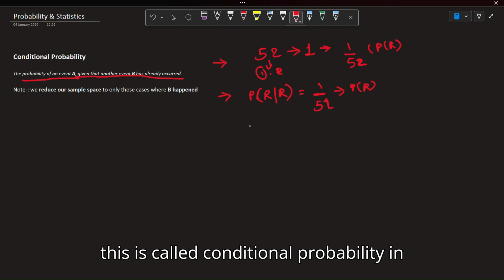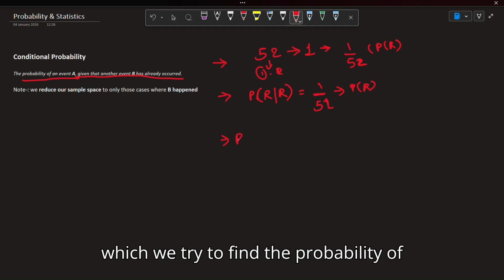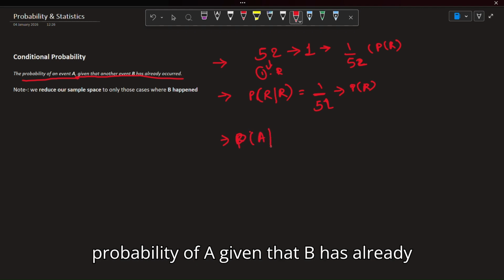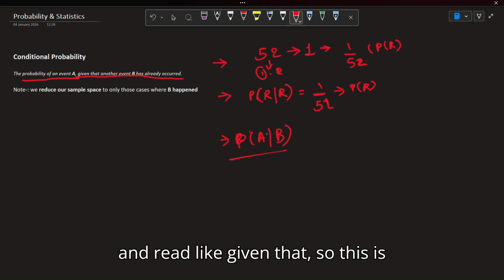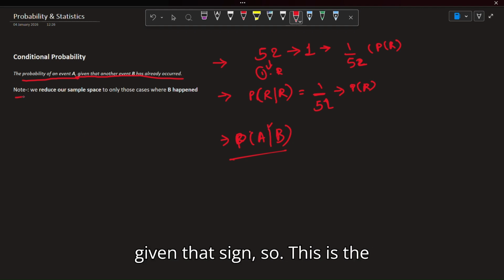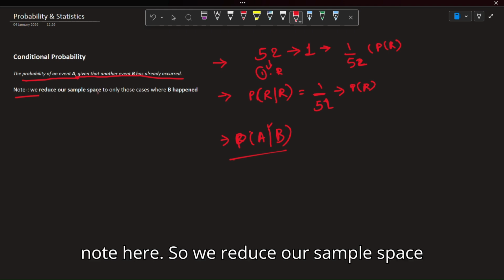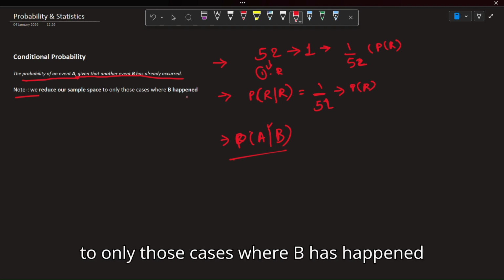So this is called conditional probability, in which we try to find the probability of A given that B has already occurred. So it is written like this, and read like given that. So this is the given that sign. So this is the note here. We reduce our sample space to only those cases where B has happened.